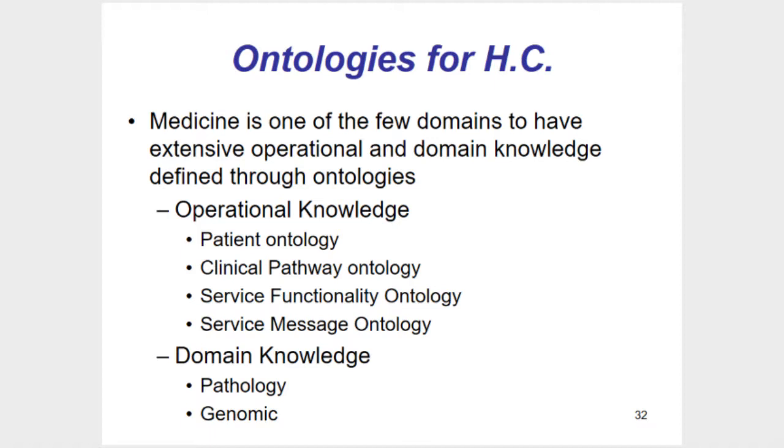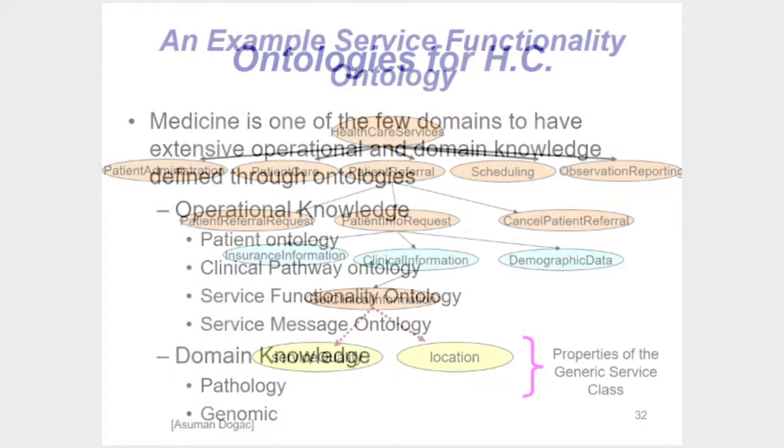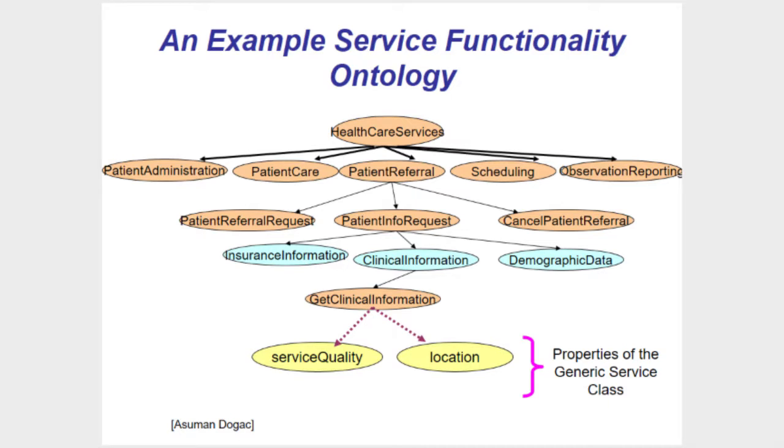So here we're talking about things that change every day. Patient ontology, clinical pathway ontologies, service functionality ontologies, service message ontology. And I will give an example of these ontologies. The first one is just a very basic ontology for a patient. Here we're talking about an ontology for the way a hospital is organized. So for example, CARE, consult, patient referral, observation reporting, scheduling department, patient referrals, and so on.